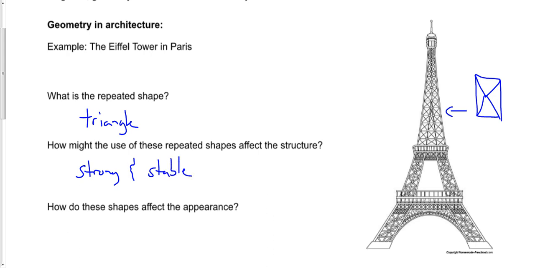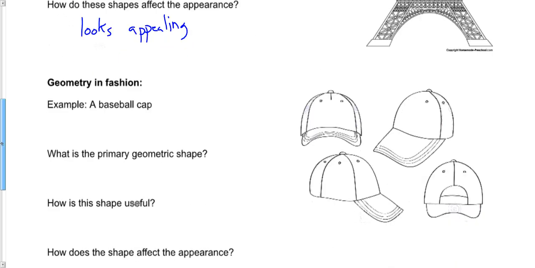Okay. So how do these shapes then affect the appearance? Well, because it's repeated throughout, there's continuity. It appears to be well thought out. It's not ramshackle. There's certainly a plan to the design, which provides a certain degree of elegance, and so the Eiffel Tower looks visually appealing. So the Eiffel Tower as a structure looks visually appealing based on its repeating pattern of triangles.